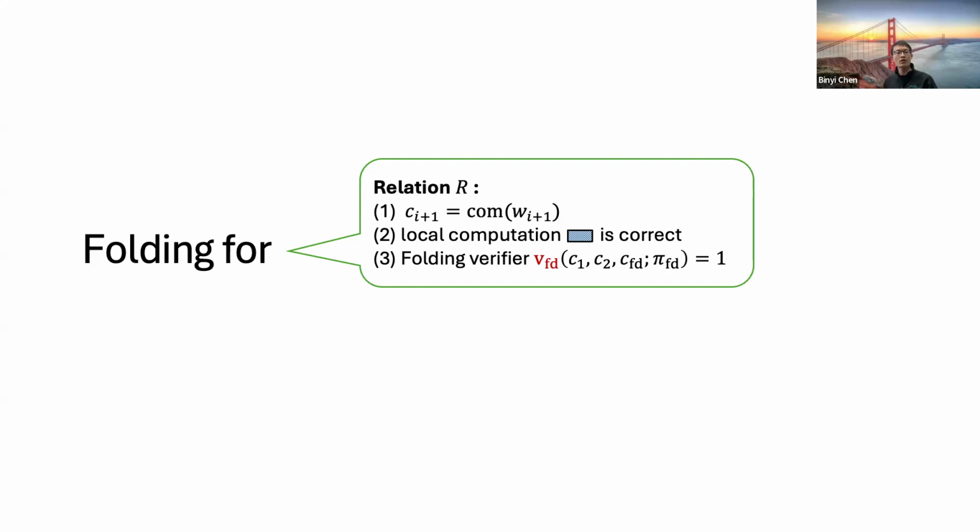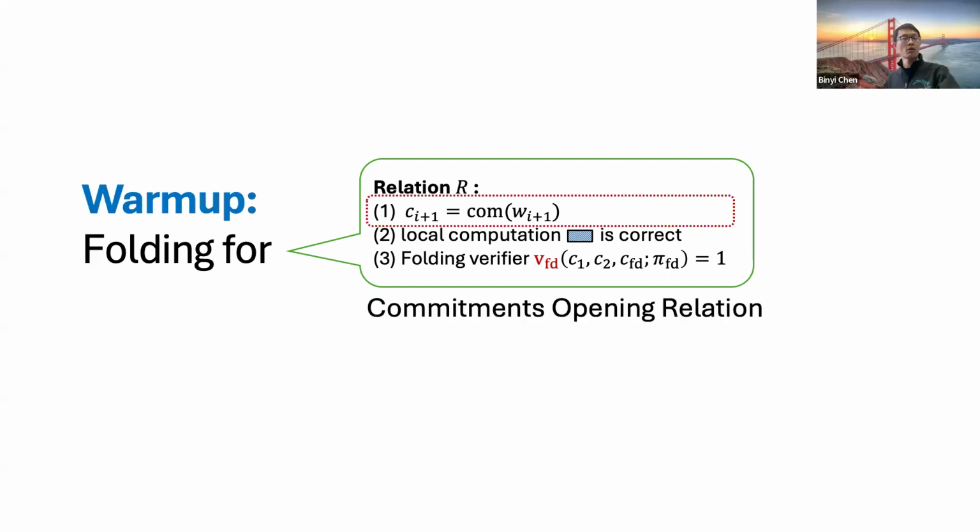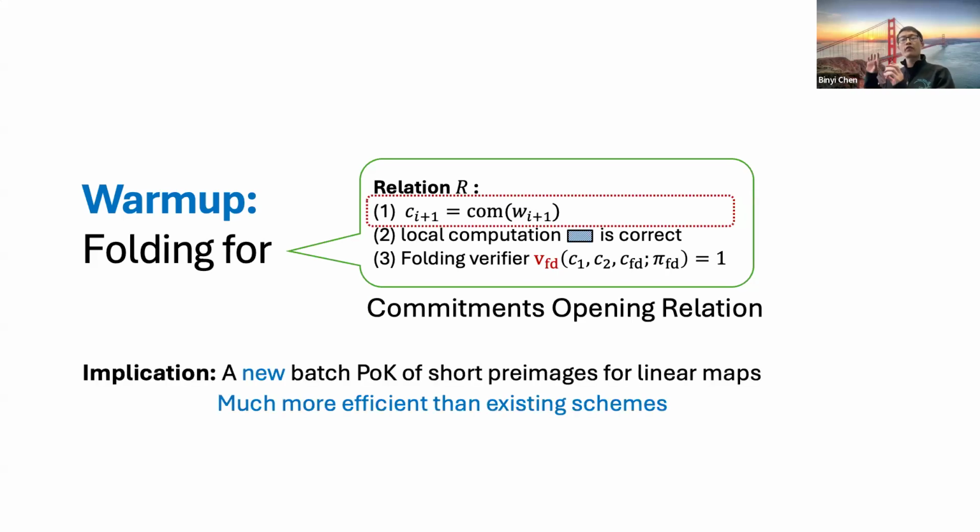So now our goal is to obtain a folding scheme for this NP relation. But in this talk, I will focus on a simpler problem. Let's just focus on the folding of this commitment opening relation, which will already cover most of the ideas. And I want to note that even just this is already very useful, in the sense that it leads to a batch proof of knowledge for short pre-images of some linear maps, like matrix applications, which has a lot of applications in the lattice world.